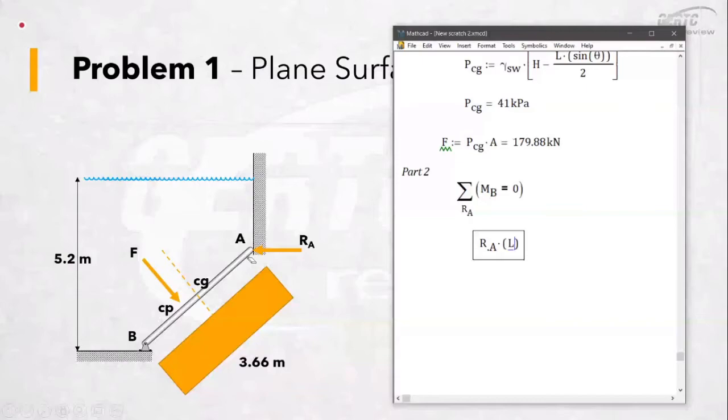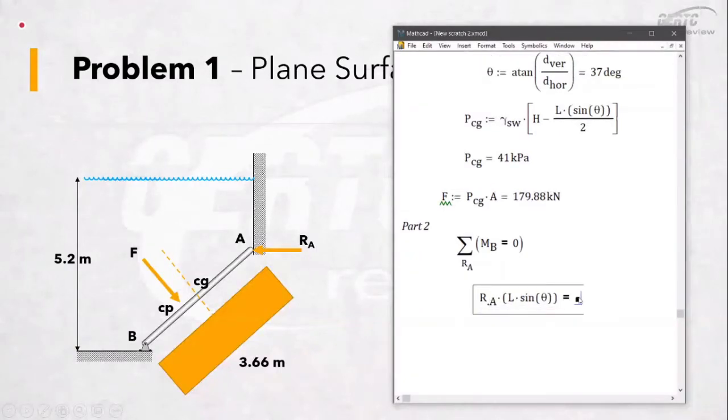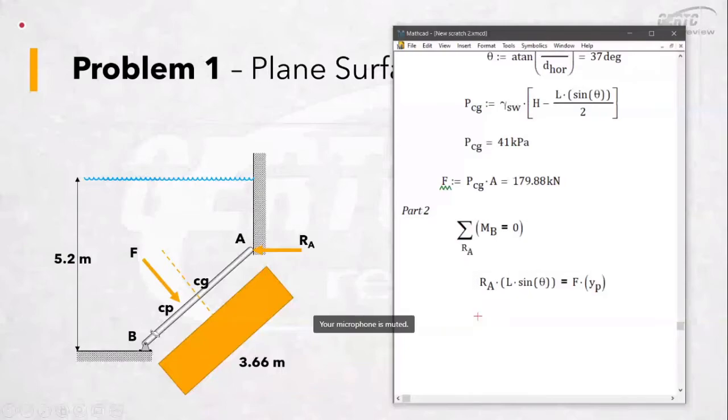Where did we get theta? We solved theta from the given horizontal distance and the given vertical distance. This is equivalent to the force times its moment arm, in this case the distance YP, opposite in direction, clockwise. The distance YP is reckoned from point B to the center of pressure.